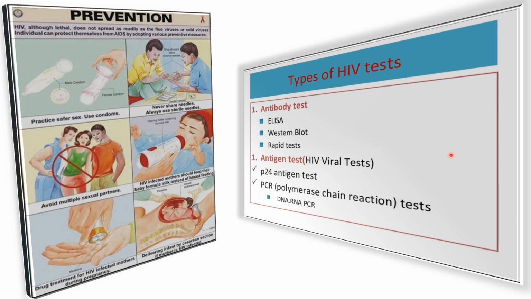Then what are the different types of tests available for detecting the human immunodeficiency virus in a person's body? There are some antibody tests like ELISA. Second one is Western blot. Another one is the rapid test. Some antigen tests like the P24 antigen test, then the polymerase chain reaction test.